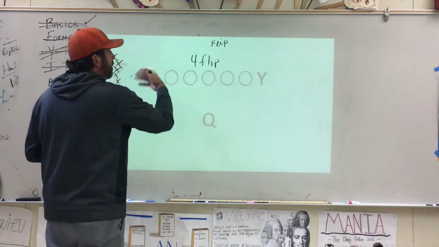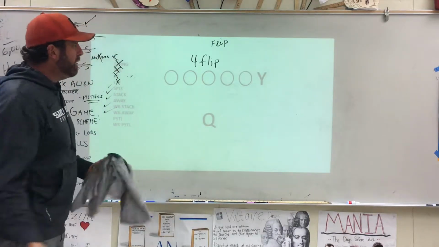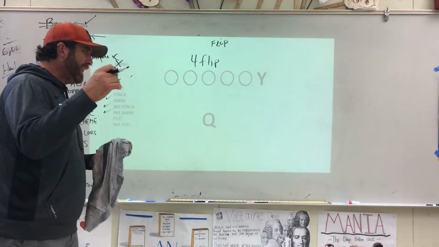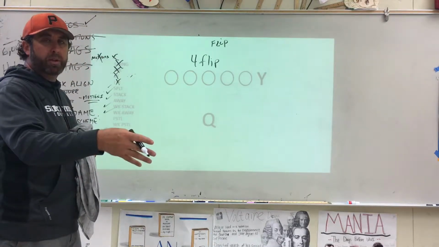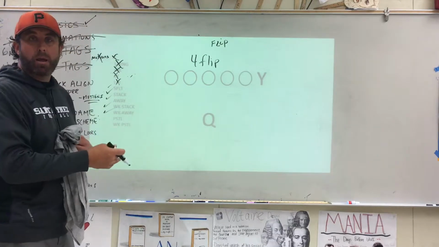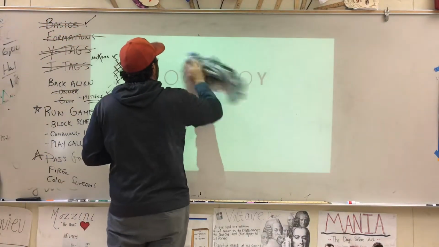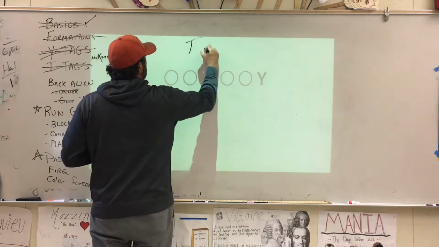So 4 flip, 3 flip, 7 flip, 8 flip. That's if you want to get him out there, get the big bad linebacker over the top of the tight end, and then move the tight end. And keep that big bad linebacker away from your run play. Flip. Tailback. T motion.